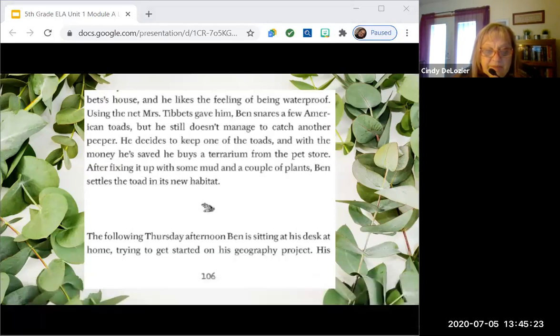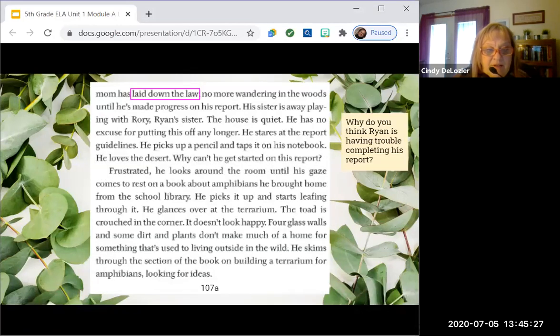The following Thursday, Ben is sitting at his desk at home trying to get started on his geography project. His mom has laid down the law: no more wandering in the woods until he's made progress on his report. His sister is always playing with Rory, Ryan's sister. The house is quiet. He has no excuse for putting this off any longer. He stares at the report guidelines. He picks up a pencil and taps it on his notebook. He loves the desert. Why can't he get started on this report?